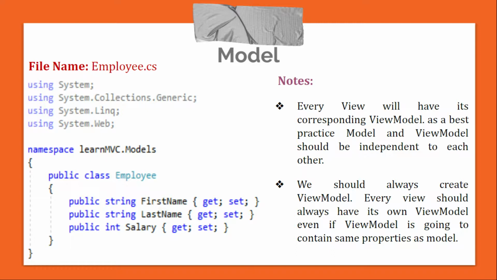1. Every view will have its corresponding view model. As a best practice, model and view model should be independent of each other. 2. We should always create a view model. Every view should always have its own view model, even if the view model is going to contain the same properties as the model. Let's assume we won't create a view model.